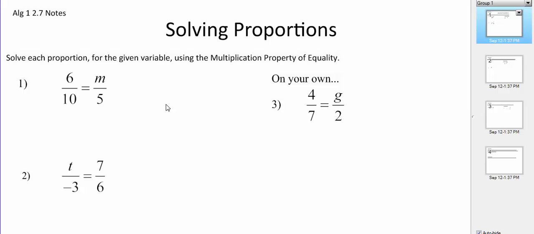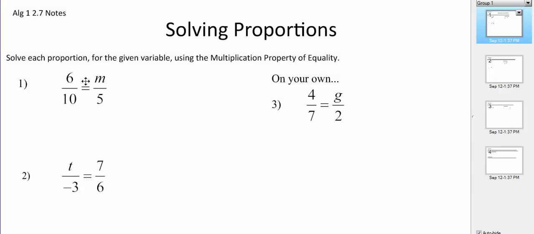Today we're going to use something called the cross products property to solve proportions. So here we go. It looks like this: 6 over 10 is equal to m over 5. Now there are a few ways you could approach this. Like when I look at this problem, I see I got a 10 and a 6. I could simplify this fraction. Some of you may notice the 10 and the 5 and realize you could do some work there to make things alike.